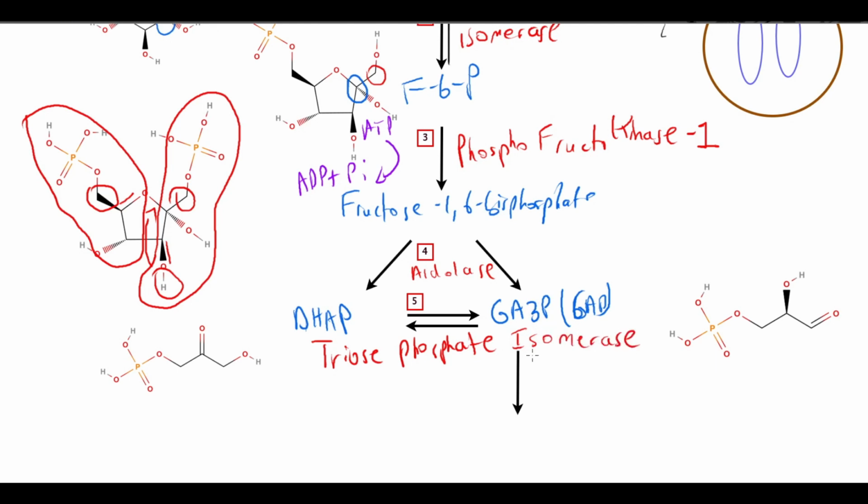And then you basically can say that for each glucose molecule, you get 2 glyceraldehyde 3-phosphates. And now, whatever reactions we do in the next 5 steps, we have 2 of each.